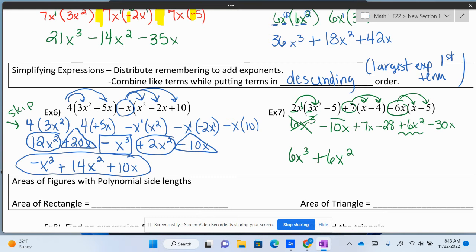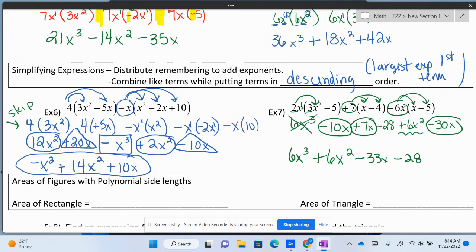And then I'm going to look at my x to the power of 1, and I have 3 of them. So I have a negative 10, positive 7, negative 30. So negative 10 plus 7 is negative 3. Negative 30 and negative 3 is negative 33x. And last, I'm just going to bring that minus 28 down because there are no other constants.